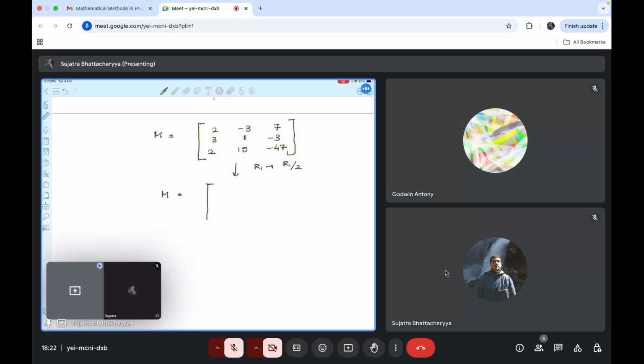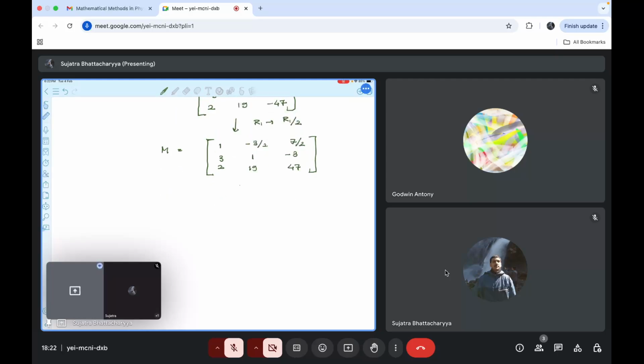So I am getting here 1, 3, 2. This is minus 3 by 2. This is 7 by 2. 1, 19, minus 3, minus 47. Okay, this is the first step I have done. Second is, of course, I have to row reduce it. So the leading element should be 1 and all other column elements should be 0. That is what my main aim will be.